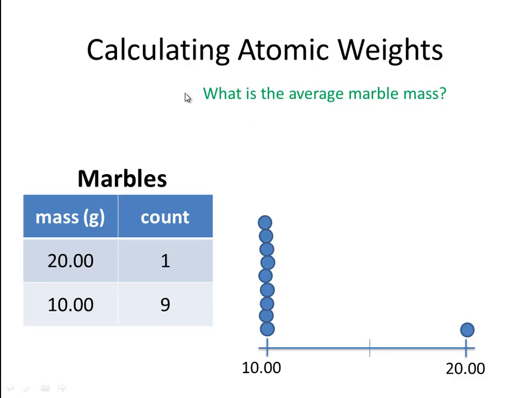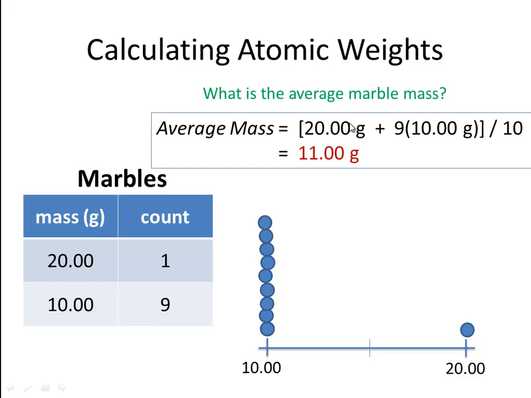Now, what if somebody asked you this question? If they said, hey, what's the average mass of your marble collection? Well, you could do that, right? I mean, that's just pretty simple math. You've got 9 marbles at 10 grams apiece, so altogether these have a mass of 90 grams, and then there's the one that's 20 grams, so that'd be 120. I'm sorry, 110. I guess I'm bad at math.